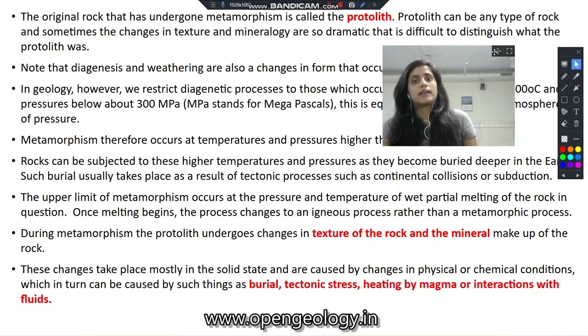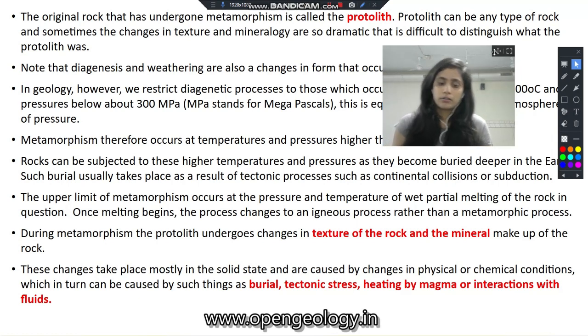Tectonic stress, like folding and faulting, are tectonic activities that can create stress. Another cause is heating by magma or interaction with fluids. If there are hydrothermal fluids, volcanic fluids, or magma, these can increase the temperature of surrounding rocks, and that can lead to metamorphism of the rock. So these are some normal causes for the metamorphism of the rock.